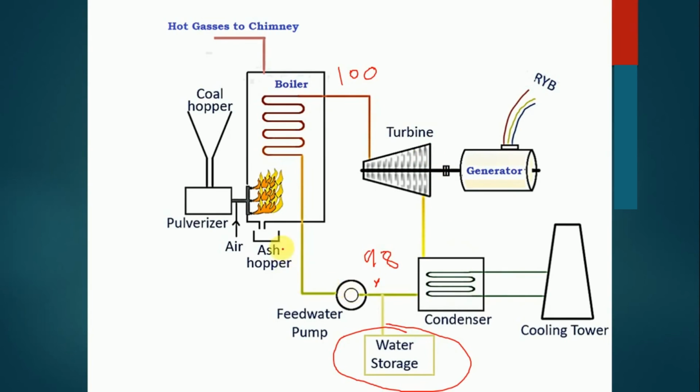We cannot supply 98 forward, because if I supply 98, then in the next cycle this 98 will become 96, then 94, then 90, like that. So we have to supply 2 kg of water through the water source. That 2 kg will be used as makeup water, and finally we will get 100 kg of water for the further cycle. So this is the feed water or makeup water that we are supplying from here.